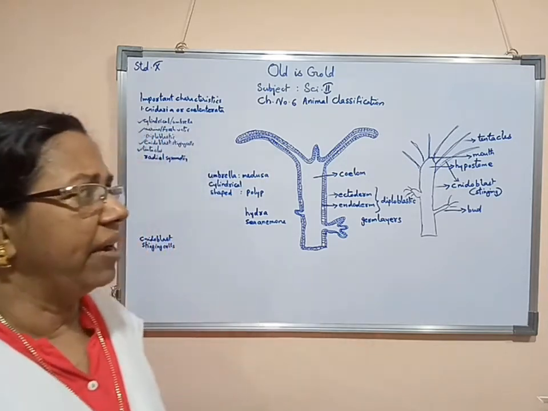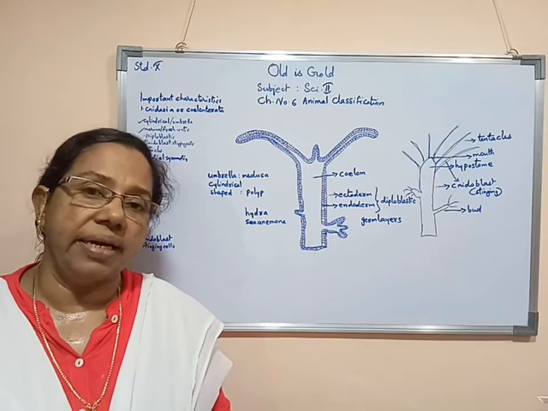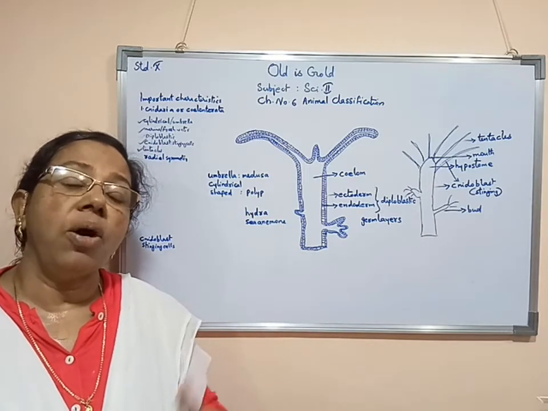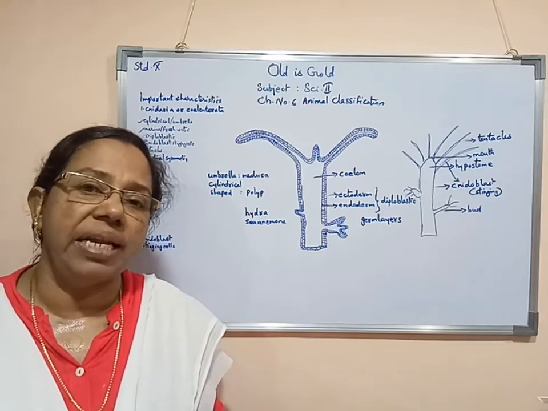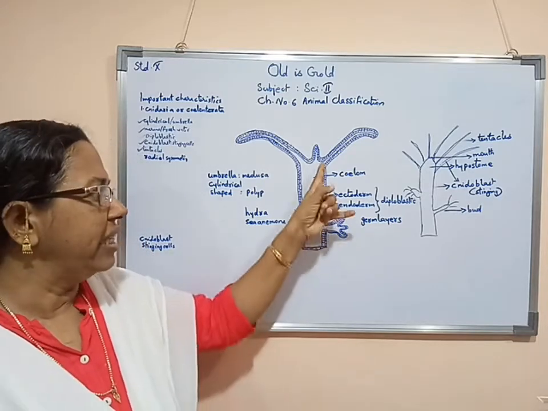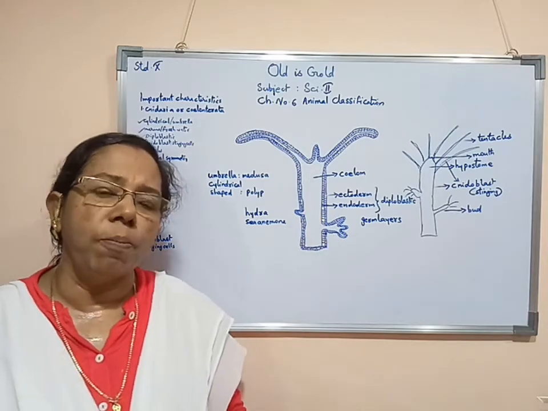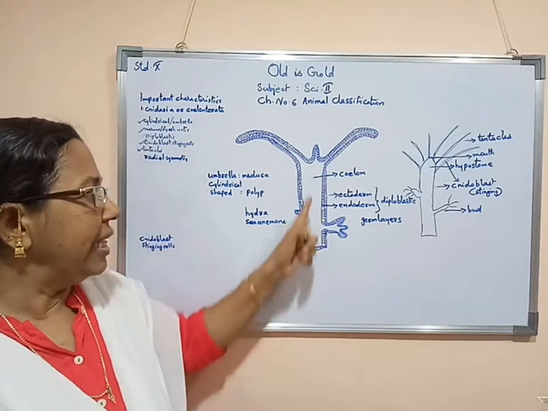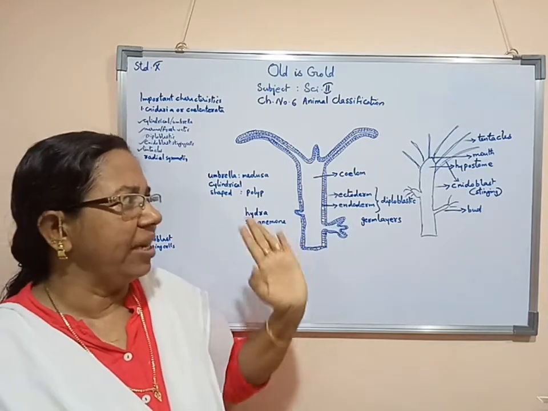So once again, we will have a quick revision of cnidaria or coelenterata. Cnidaria or coelenterata are mostly available in marine water. Few of them are available in freshwater. Their body wall has 2 layers of cells. That is why they are known as diploblastic. Inside, the body has a body cavity that is known as coelom.